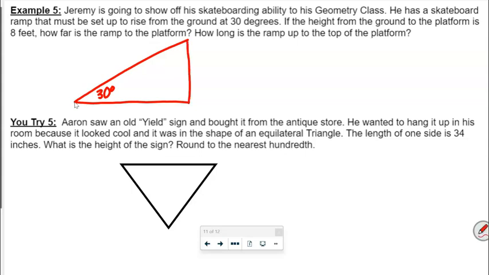Okay. If the height from the ground to the platform is 8 feet, so that would be this right here, right? How far is the ramp to the platform? So it's asking for this, isn't it? Now, what part of the triangle is that? This would be our x, right? So this would be equal to 2x, right? So all we have to do to find our answer is 2 times 8, and that's 16 feet.